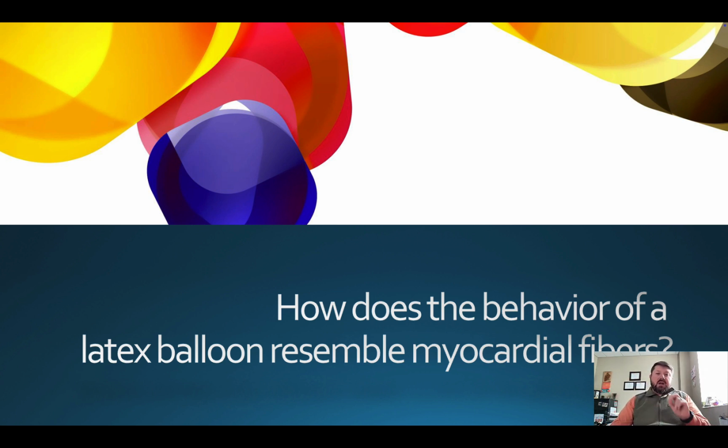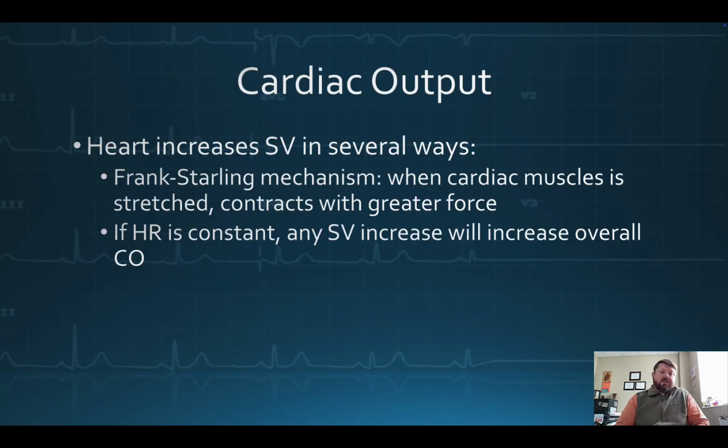So the force of contraction of the heart's muscle fiber is greater when more blood fills its chambers, resulting in more blood being squeezed out with each beat, i.e. Starling's law that we just mentioned. So the heart increases stroke volume in several ways. One is increasing preload, or the Frank-Starling mechanism. When cardiac muscle is stretched, it contracts with greater force. If the heart rate is constant, any stroke volume increase will increase overall cardiac output.